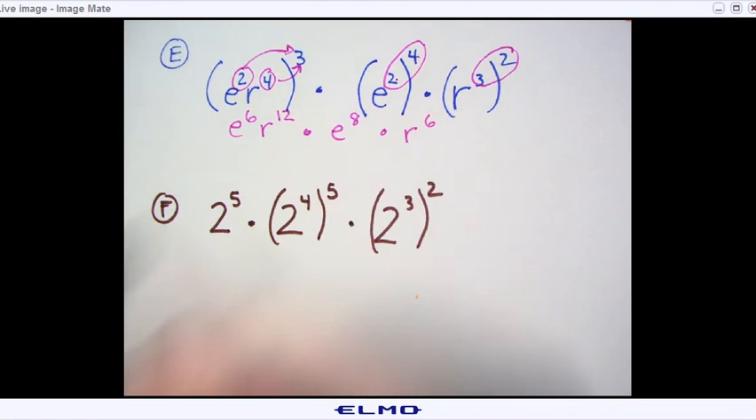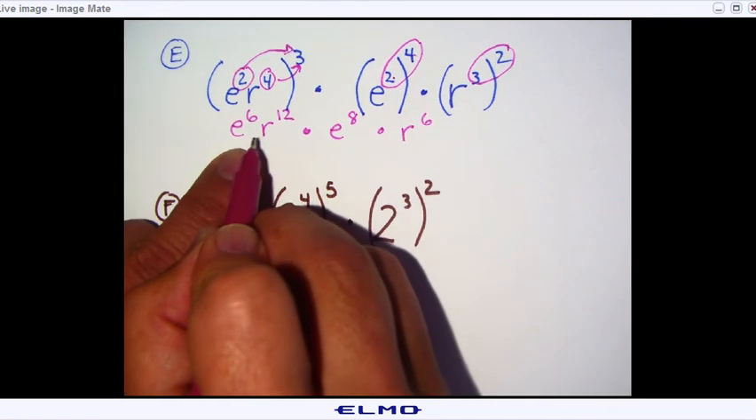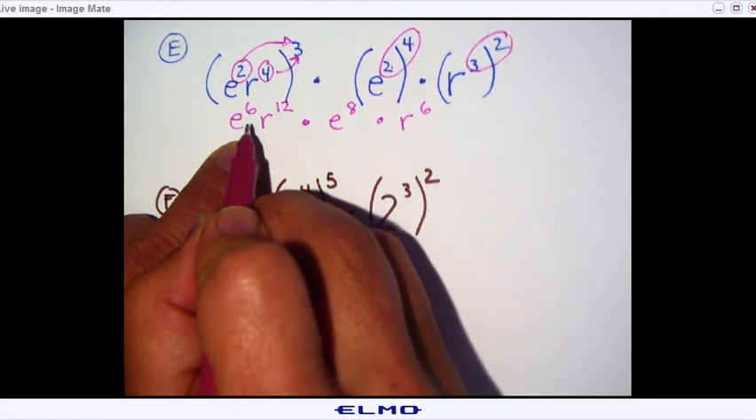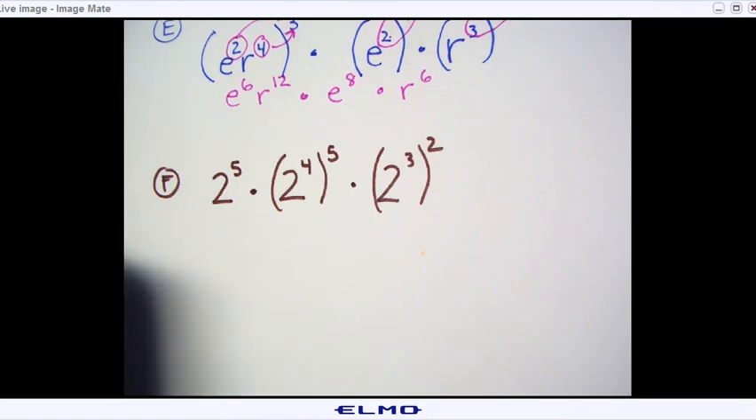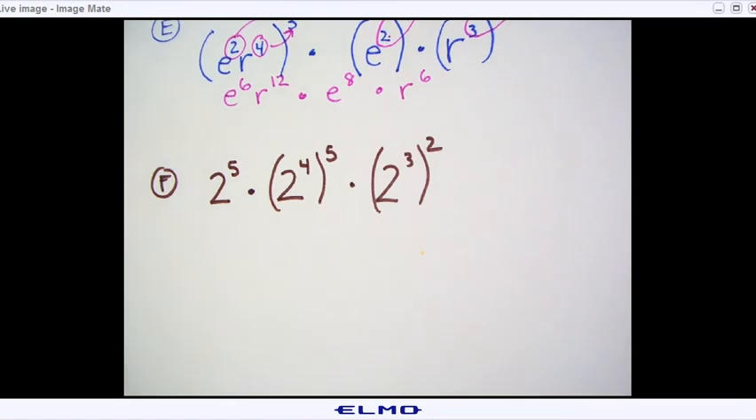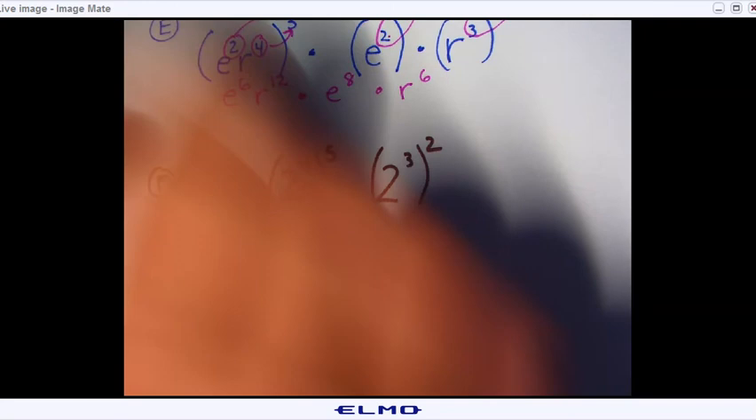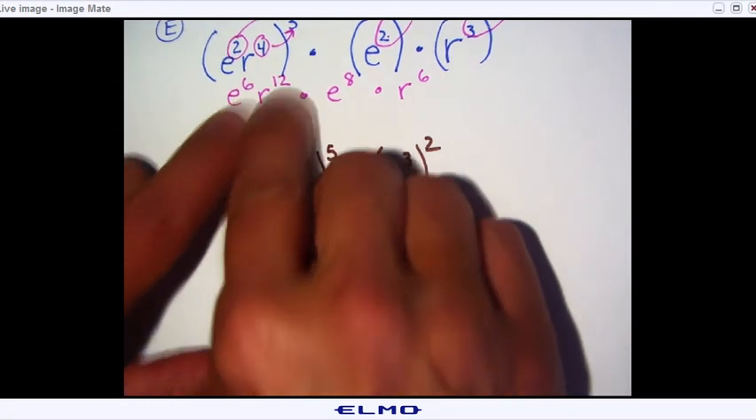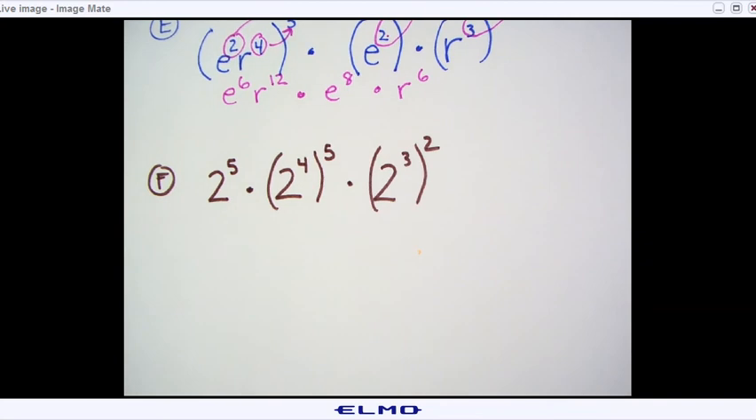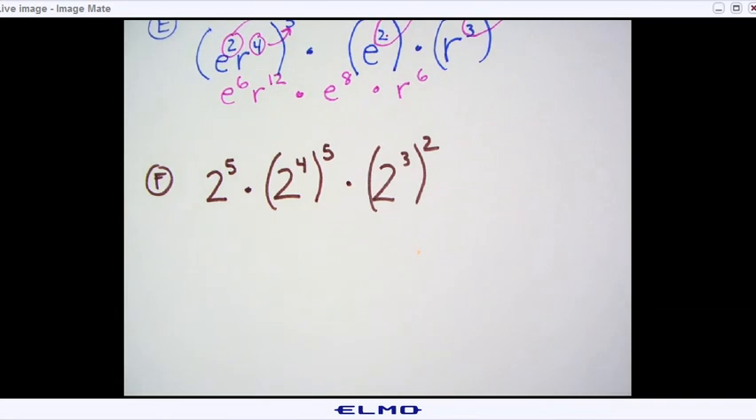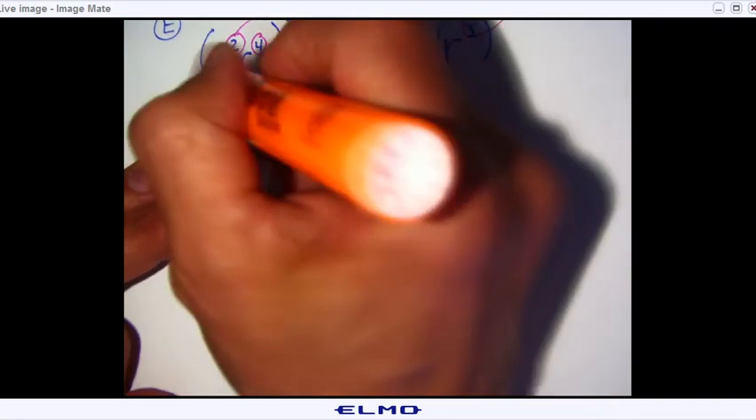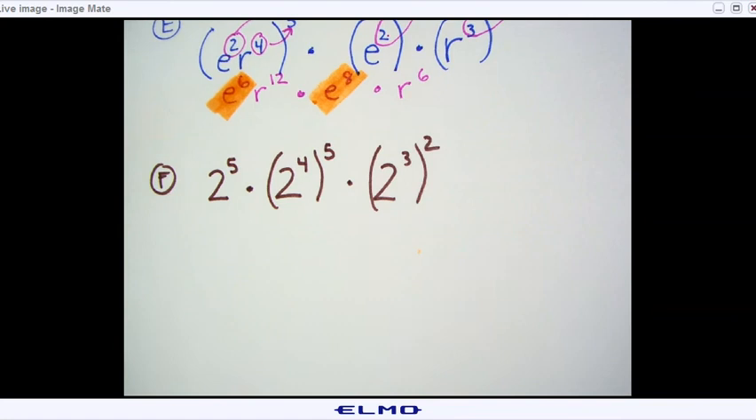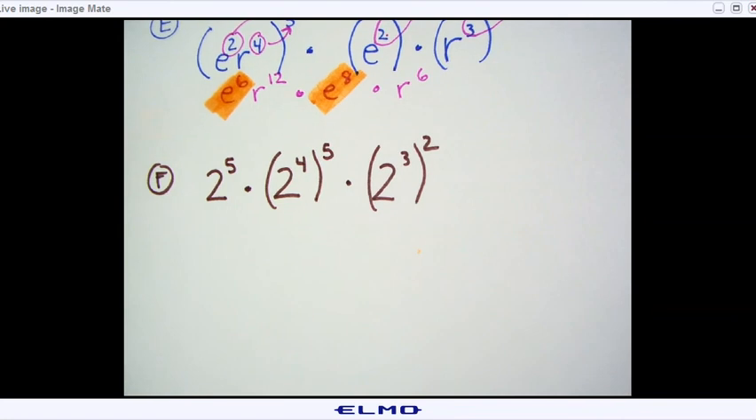Now you see how this one right here doesn't have that little multiplication dot. Don't worry about it. It still means the same thing. This is e to the 6 times r to the 12. It means the same thing without even the dot. So make sure that you don't confuse it. So now I got e to the 6th and e to the 8th.